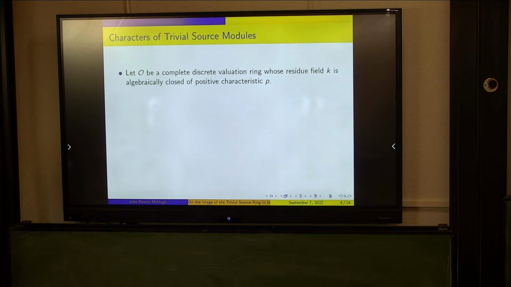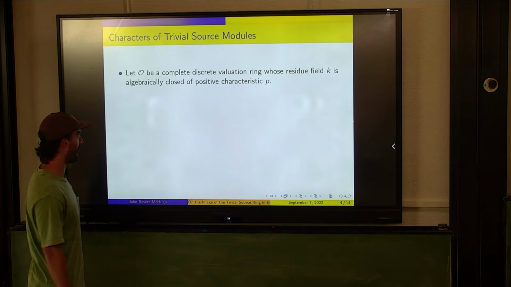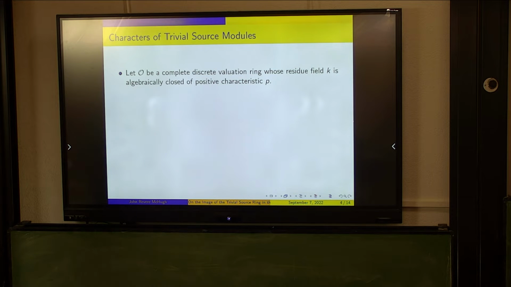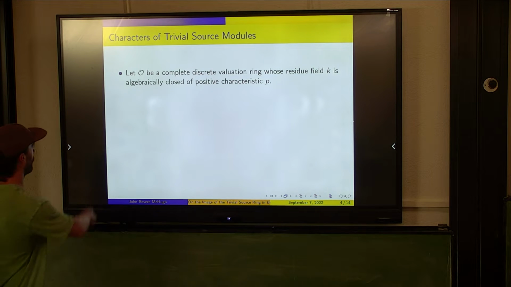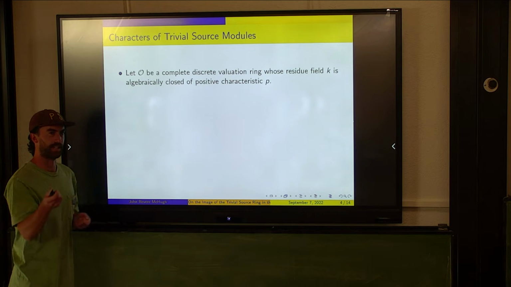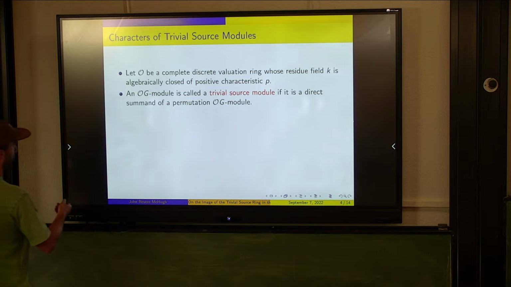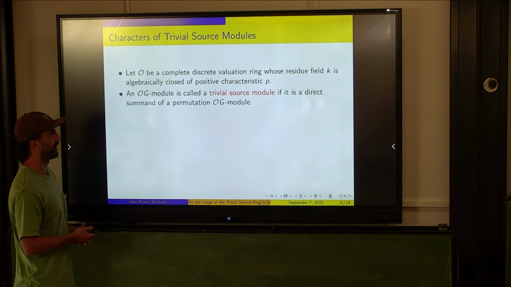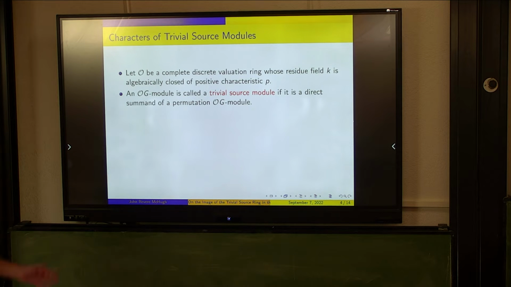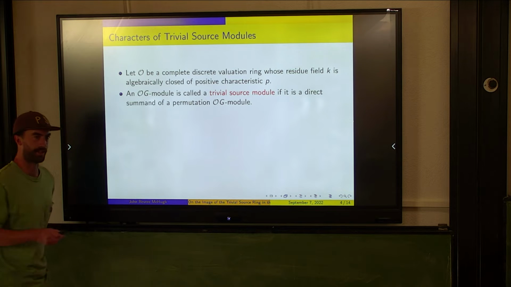All right, now for the modular representation theory. Let O be a complete discrete valuation ring whose residue field K is algebraically closed of positive characteristic p. This is sort of how a lot of papers in modular representation theory start. A ring like this kind of bridges the gap between the characteristic 0 theory and the characteristic p theory. Okay, so an OG-module is called a trivial source module if it's a direct summand of a permutation OG-module. It's a very nice class of modules to consider for your finite group. I could explain more later if someone asks.